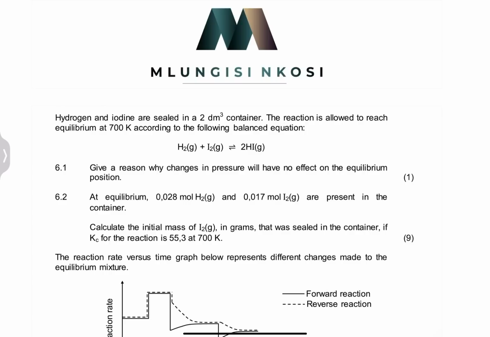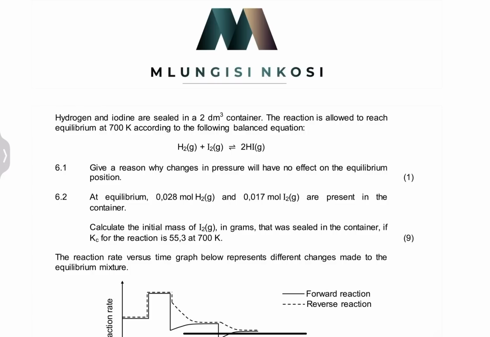All right, so I thought today we'll just look at a question on chemical equilibrium, to remind ourselves of what we should do, particularly on those calculations that have to do with Kc. Now let's get right into the question. It says hydrogen and iodine are sealed in a 2 cubic decimeter container, and the reaction is allowed to reach equilibrium at 700 Kelvin, according to the balanced equation. Now they say give a reason why changes in pressure will have no effect on the equilibrium position.